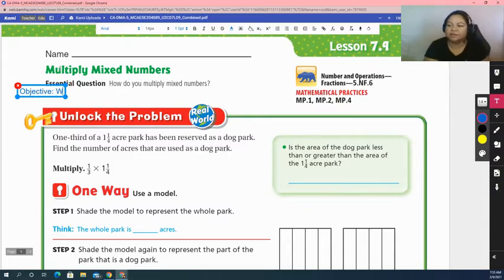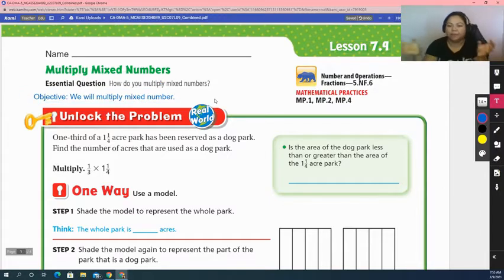So the objective of this lesson is we will multiply mixed numbers. And remember, what is a mixed number? Mixed numbers are numbers that have whole numbers and fractions, and they are mixed. So we have numbers that are greater than 1. It has a whole number and a fraction. Okay, so let's go ahead and unlock the problem.